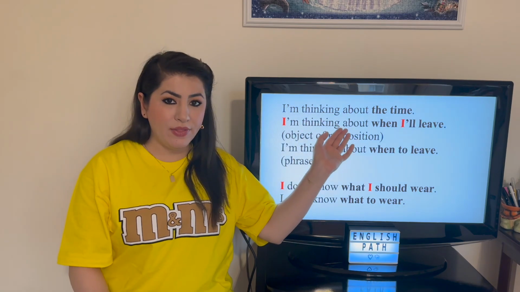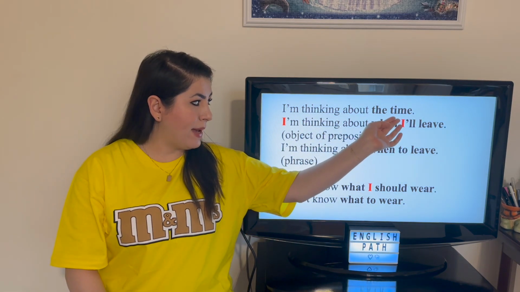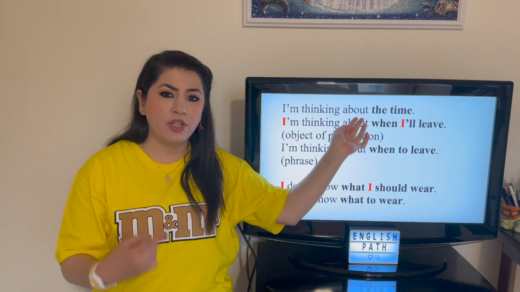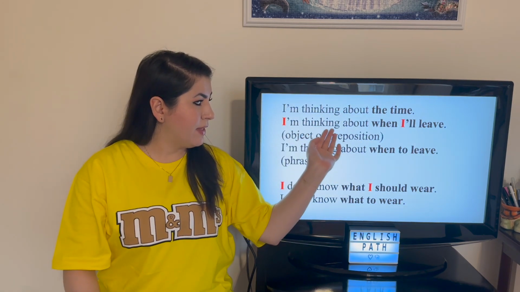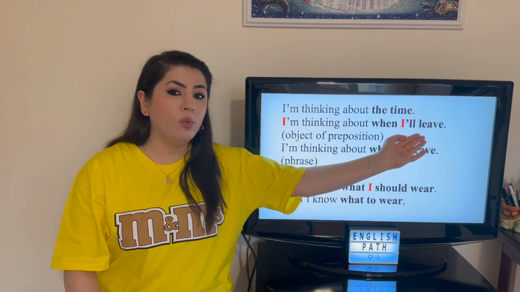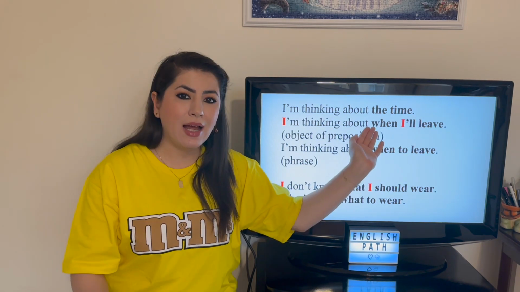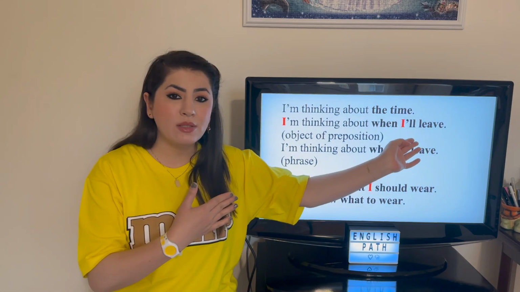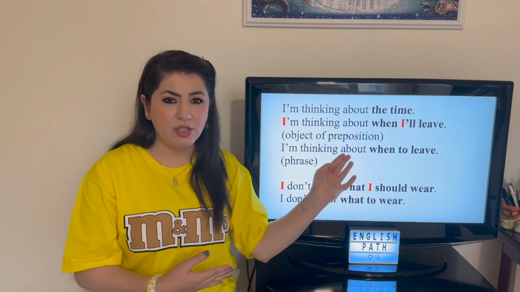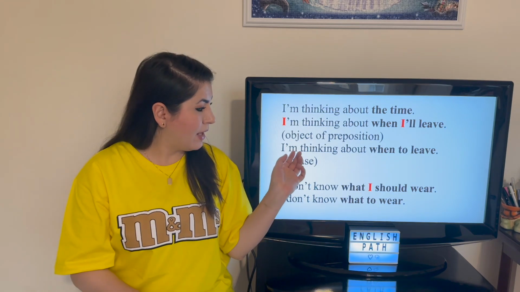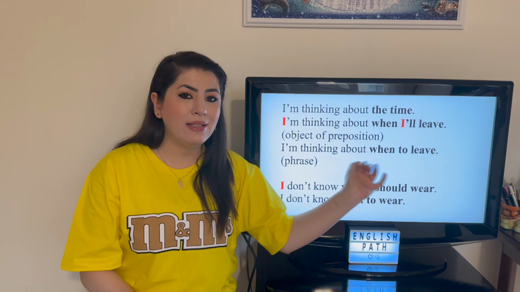I'm thinking about the time. I'm thinking about something. The time is the object of the preposition about. I'm thinking about when I will leave. That's the time, when I will leave. The time has been replaced with a noun clause, which is the object of preposition. And this sentence can be restated this way. I'm thinking about when to leave.